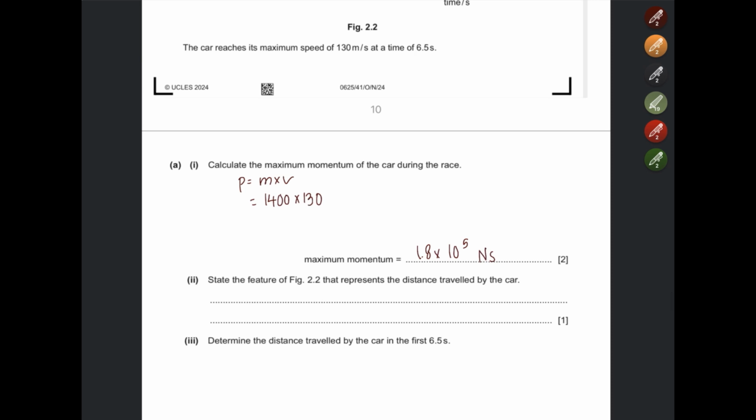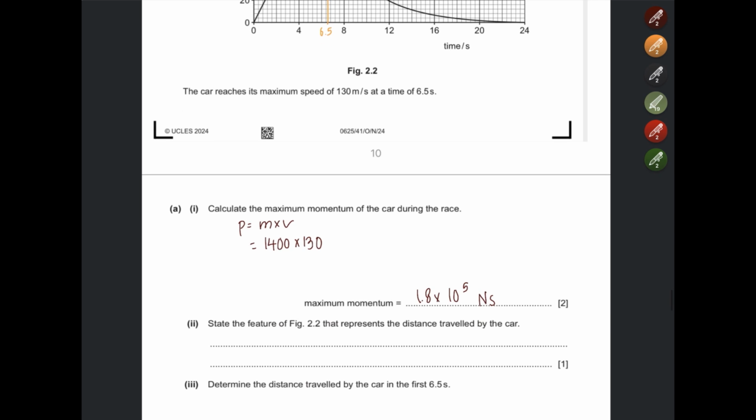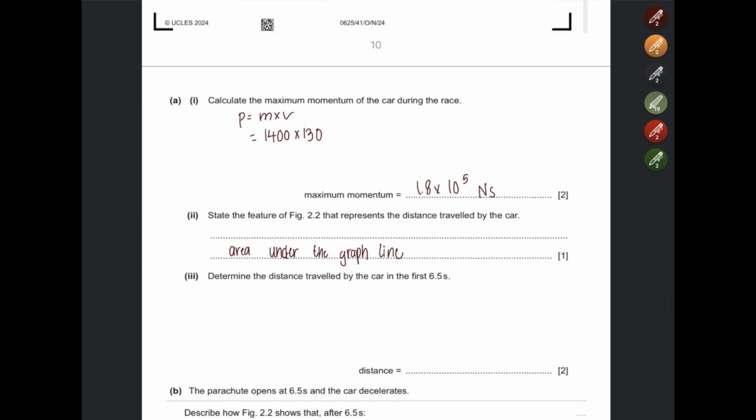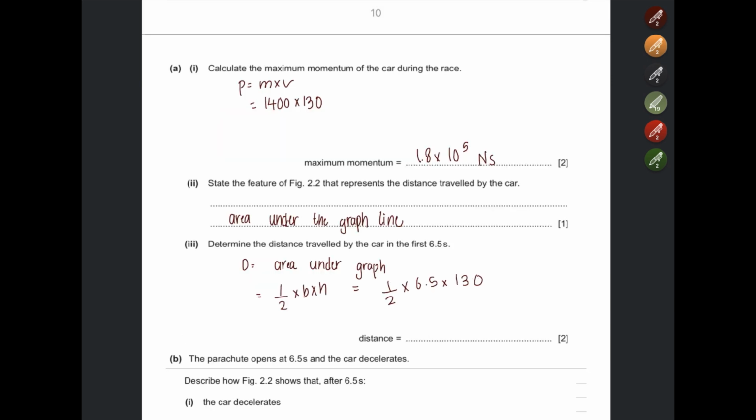State the feature of figure 2.2 that represents the distance traveled by the car. So this is a speed time graph. In a speed time graph, the area under the graph represents the distance traveled. Determine the distance traveled by the car in the first 6.5 seconds. So we know distance equals area under the graph. Okay, so we can see that this is a triangle. The formula is therefore half into base. Base is 6.5 times height is 130. And therefore the distance is going to be 420 meters.